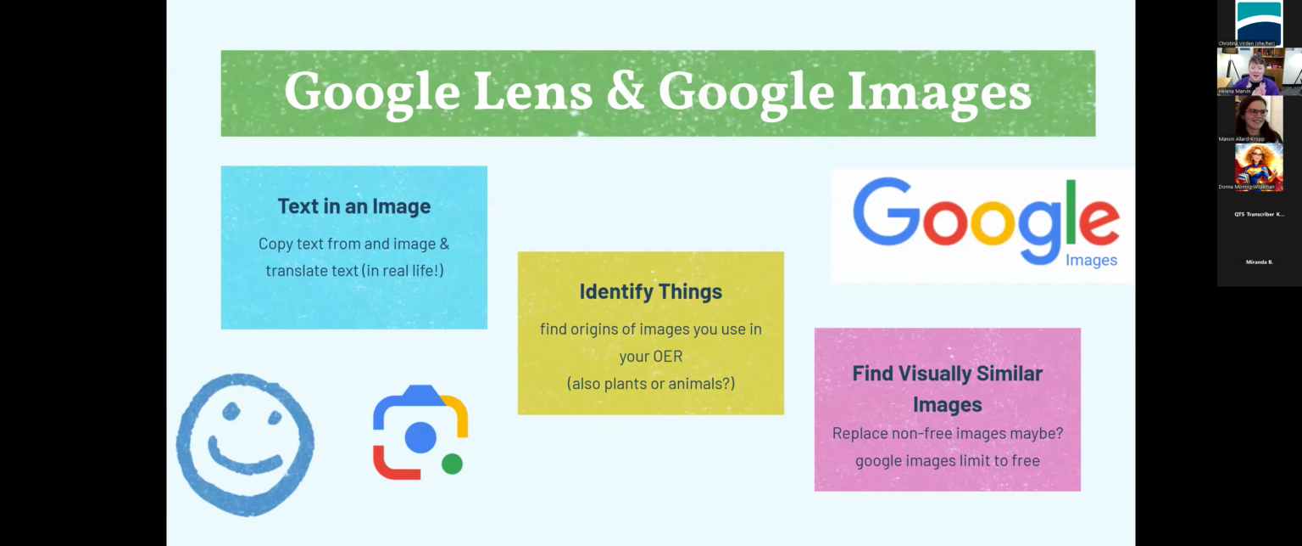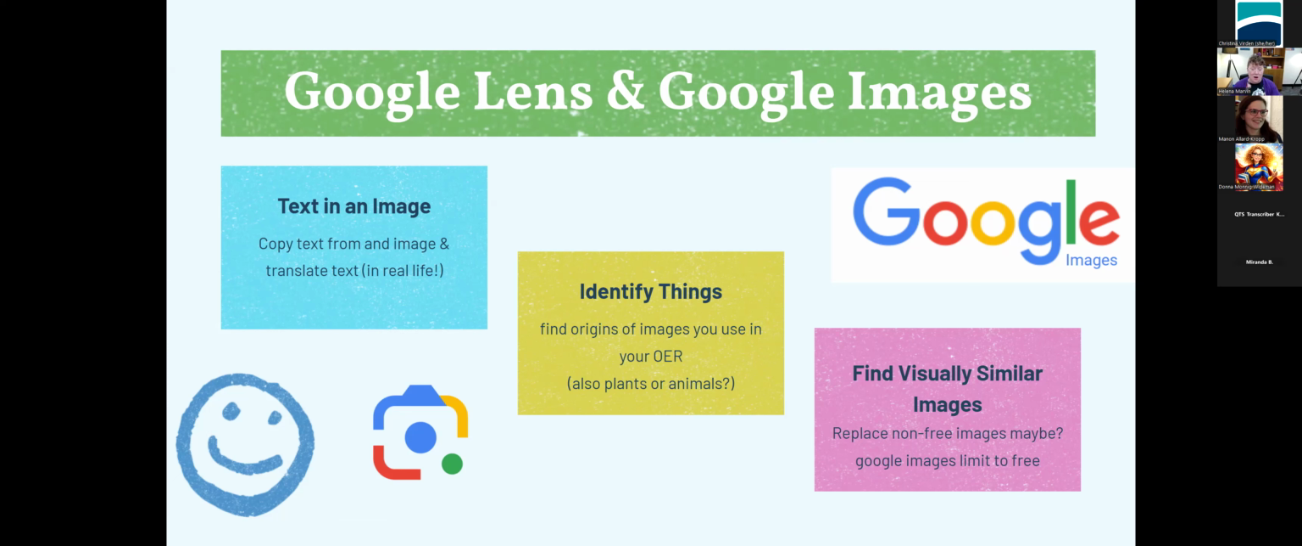Instead, let's step back and say, what are these tools? So there's Google Lens and there's Google Images. Google Lens is often engaged with as an app on your phone, but it is also built into Google Images. So if you go to images.google.com, you can see that you can upload images and find out things like grab the text off of the image.